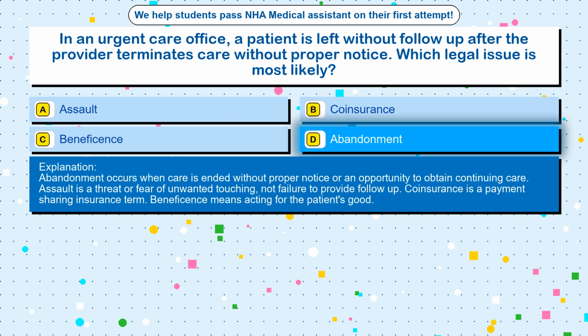Assault is a threat or fear of unwanted touching, not failure to provide follow-up. Coinsurance is a payment-sharing insurance term. Beneficence means acting for the patient's good.